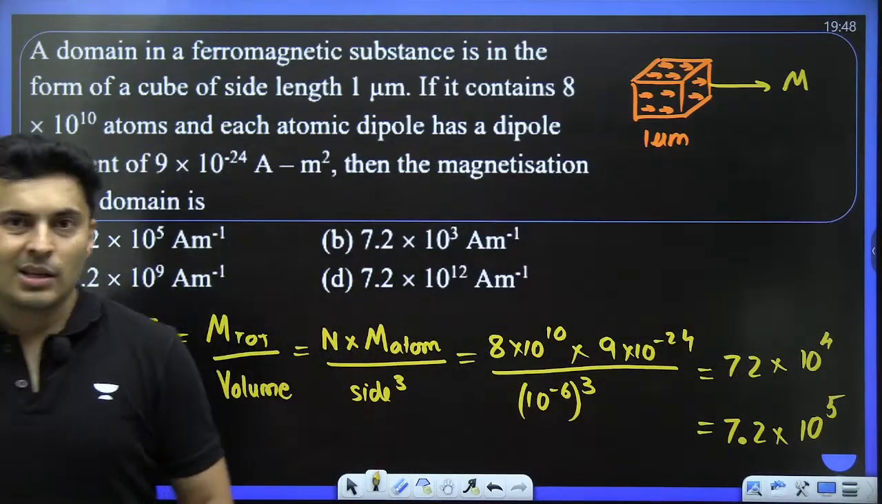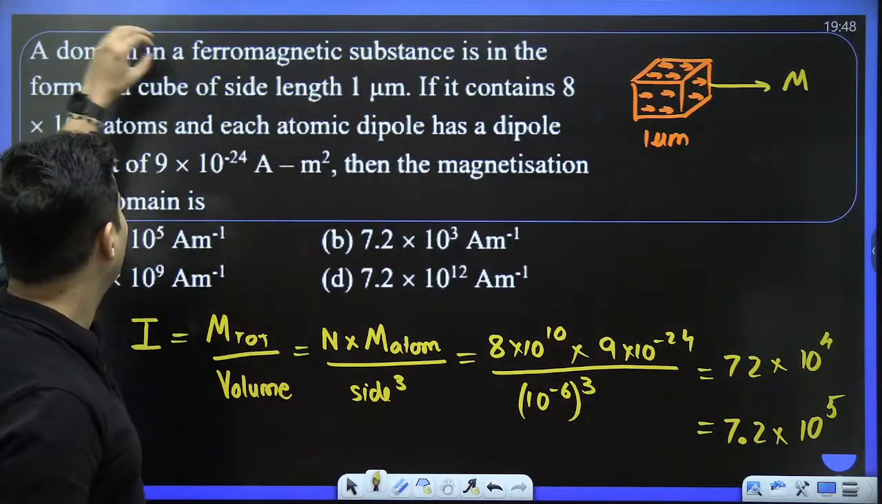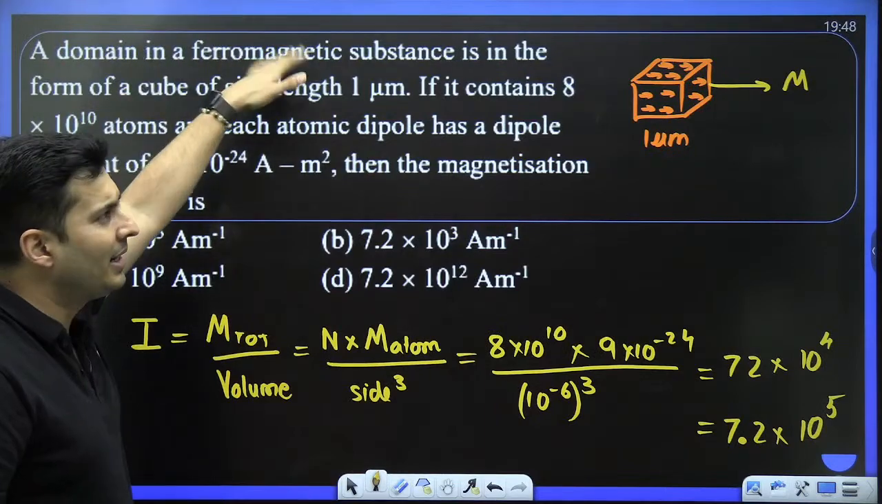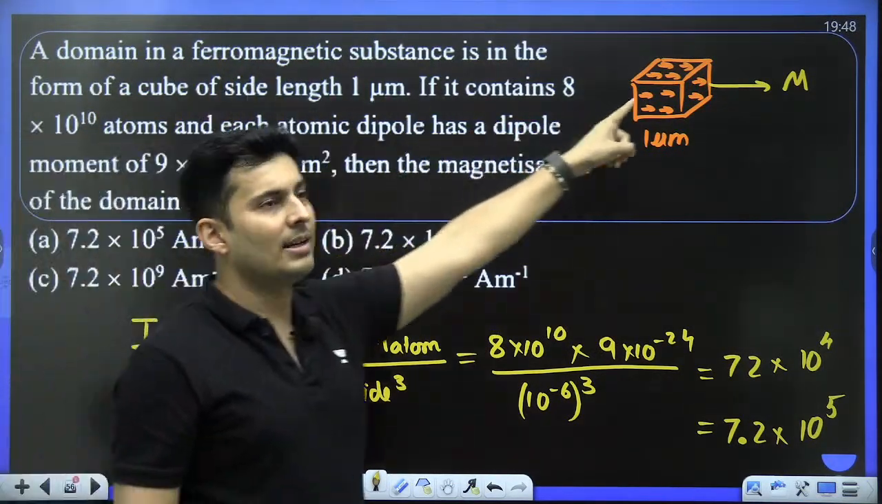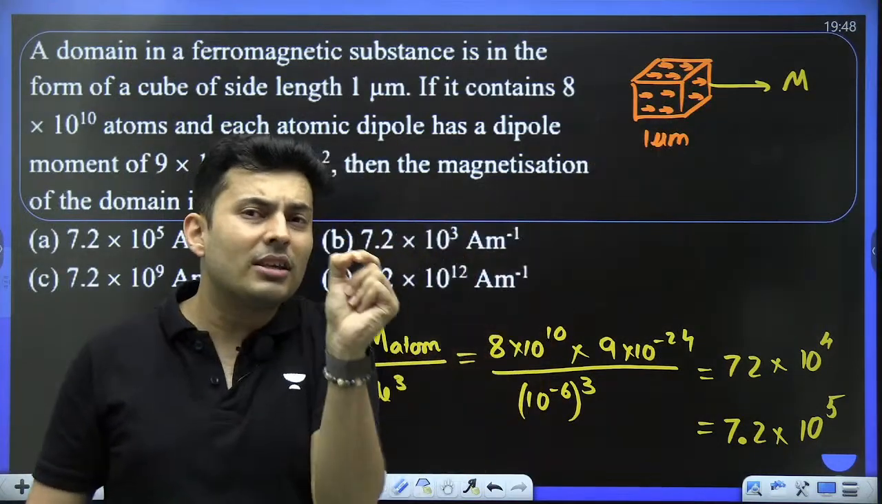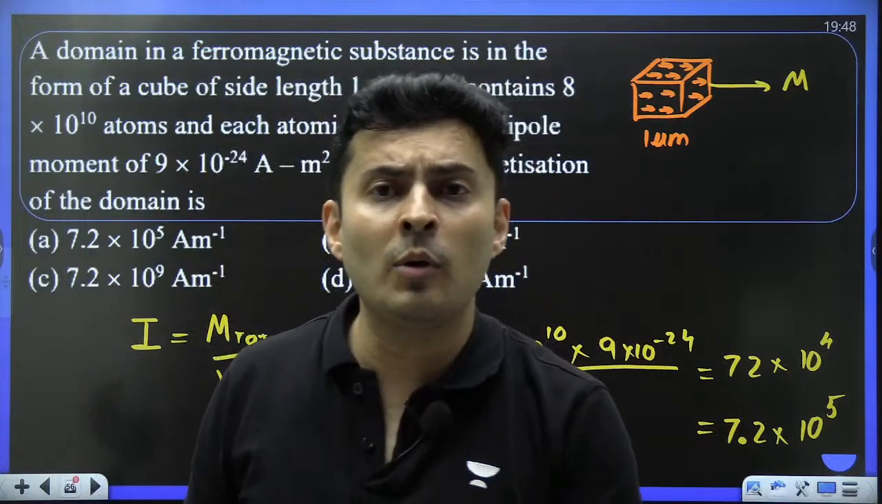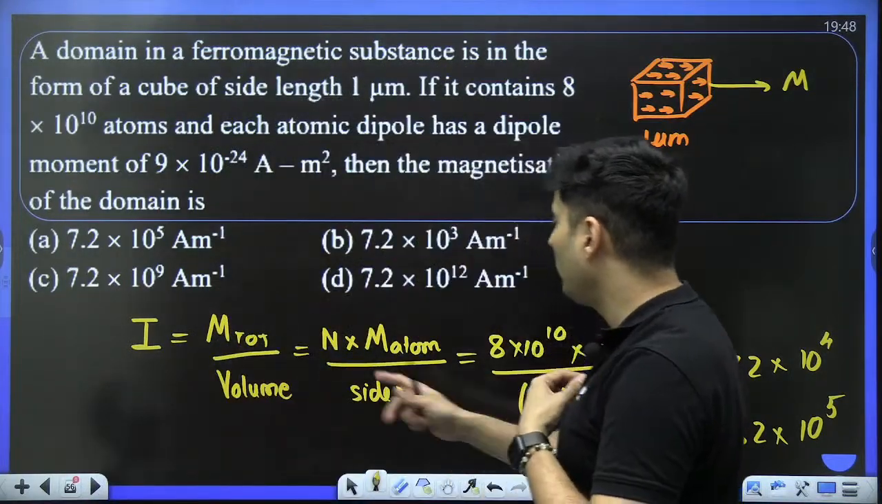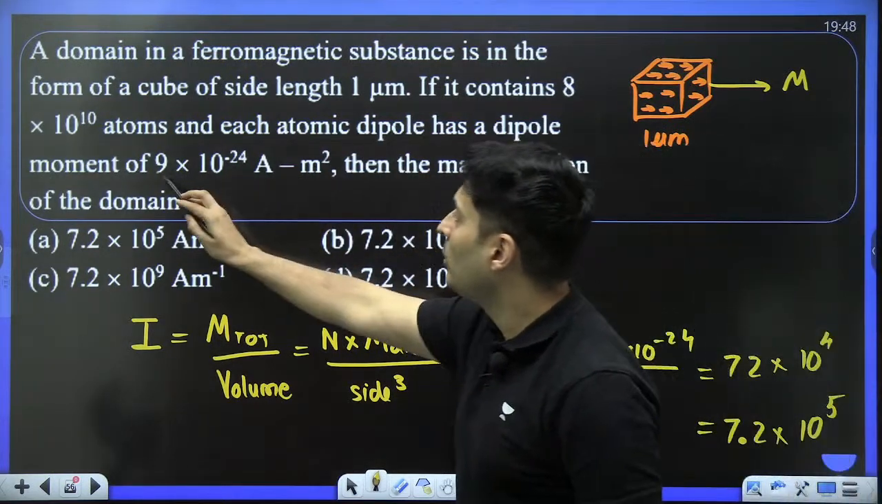So in this particular question, you have to ignore certain things, like ignore the word domain, ferromagnetic, not necessary. Just imagine there is a cube of some size. It is made of small atoms. Each atom has its own dipole moment. So what will be the total dipole moment? Number of atoms into dipole moment of each atom. What is the dipole moment of each atom?